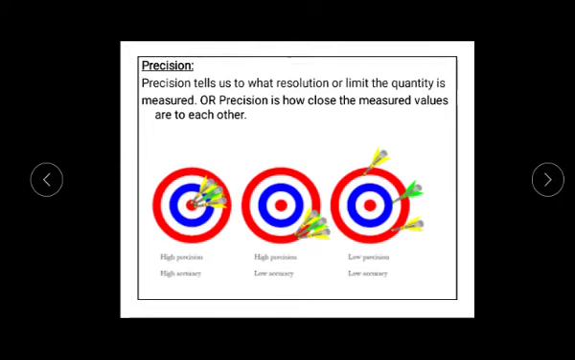Clear? Okay, now take the second one. So the center one is the actual value and these are measured values. Just observe the figure now.